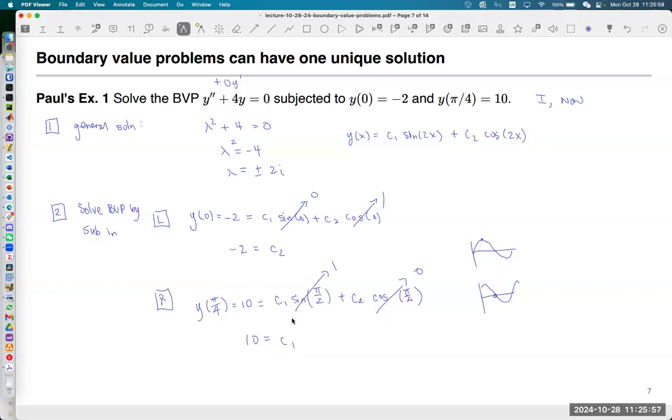So now we have solved for c1 and c2, and the third step is to write the solution by substituting c1 and c2. So y of x is equal to c1, which we solved as 10, sine of 2x, plus c2, which we solved as -2, so -2 cosine 2x. And now we have solved the boundary value problem.